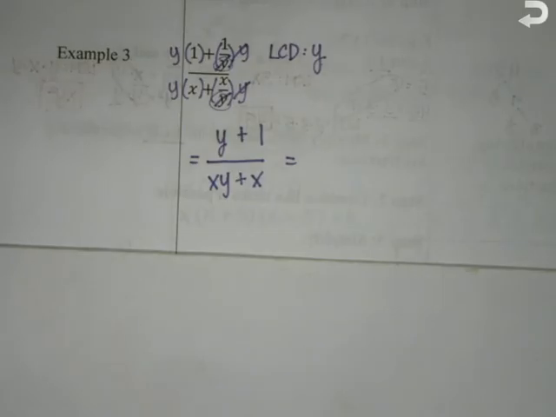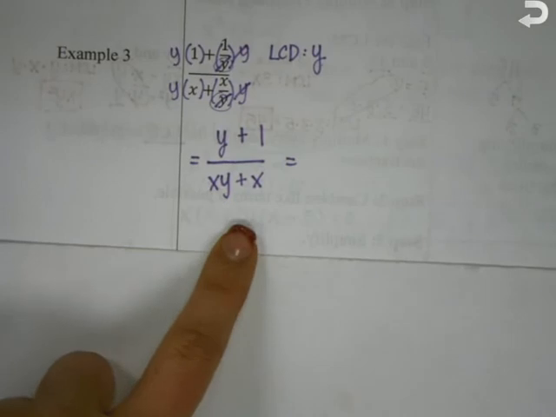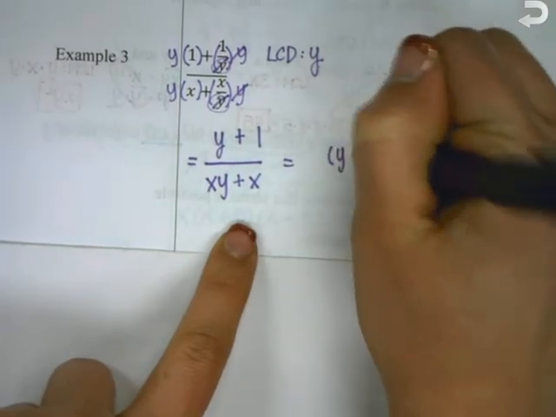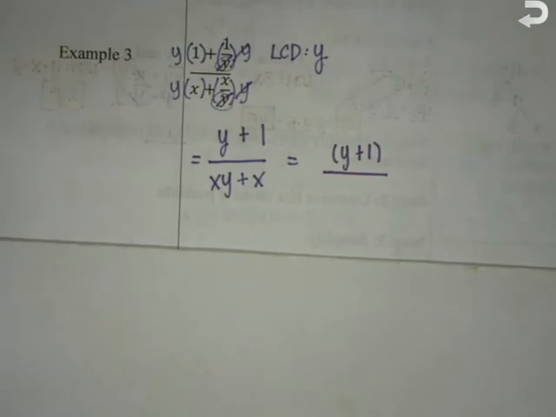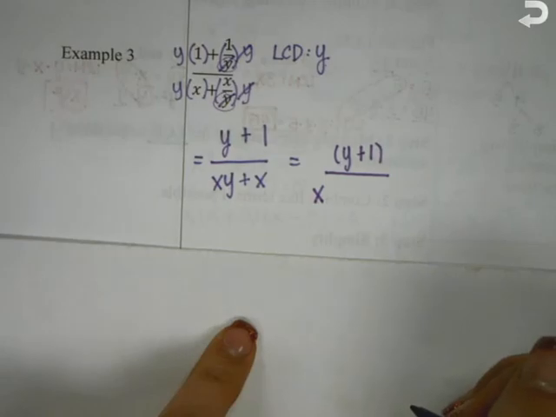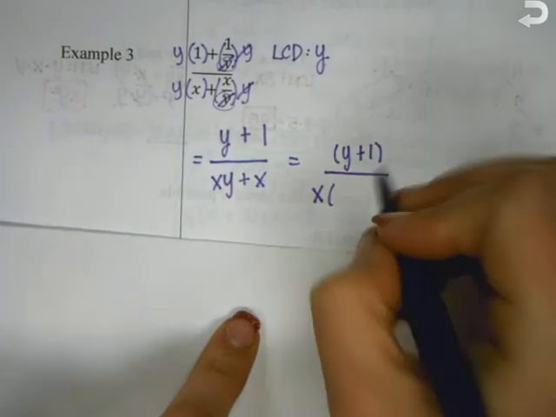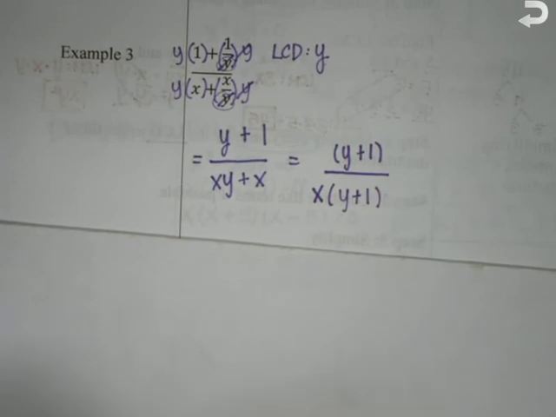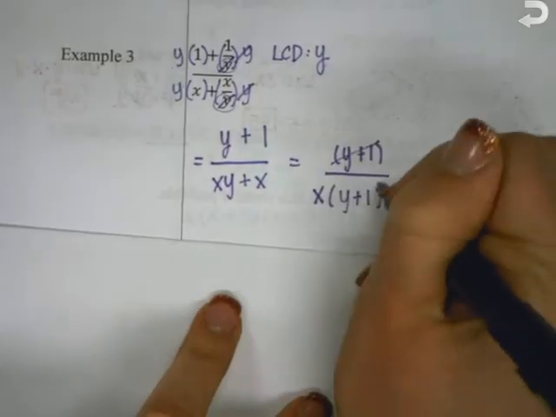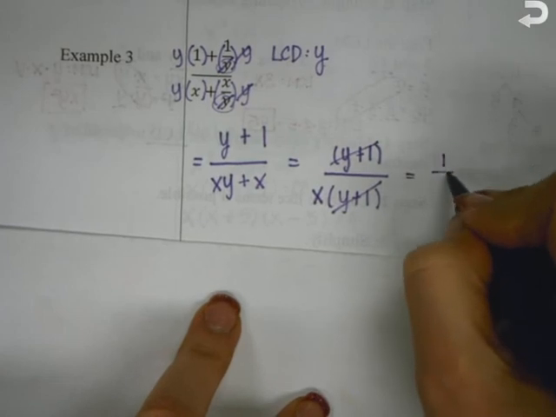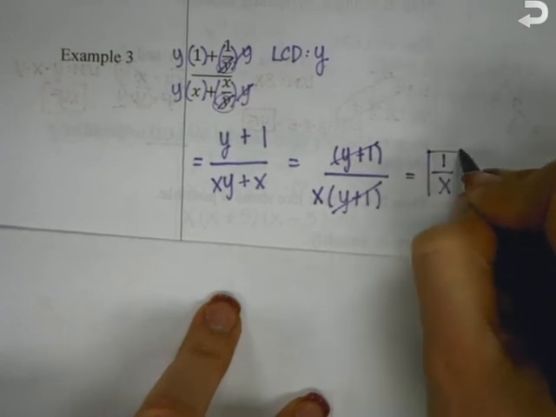In the denominator, there's a common factor of x. So I'm going to rewrite the numerator in parentheses so I remember to keep them all together. And then I'm going to factor out an x. And that leaves me with y plus 1. And now what happens? Those guys cancel. And I'm left with 1 over x. There you go.